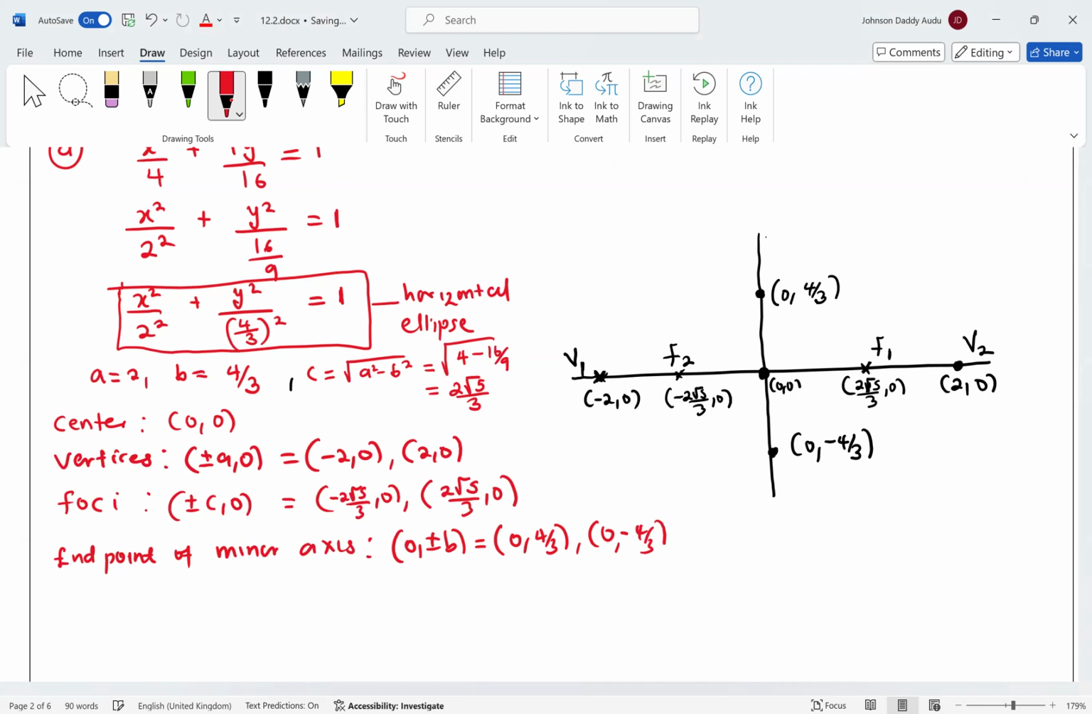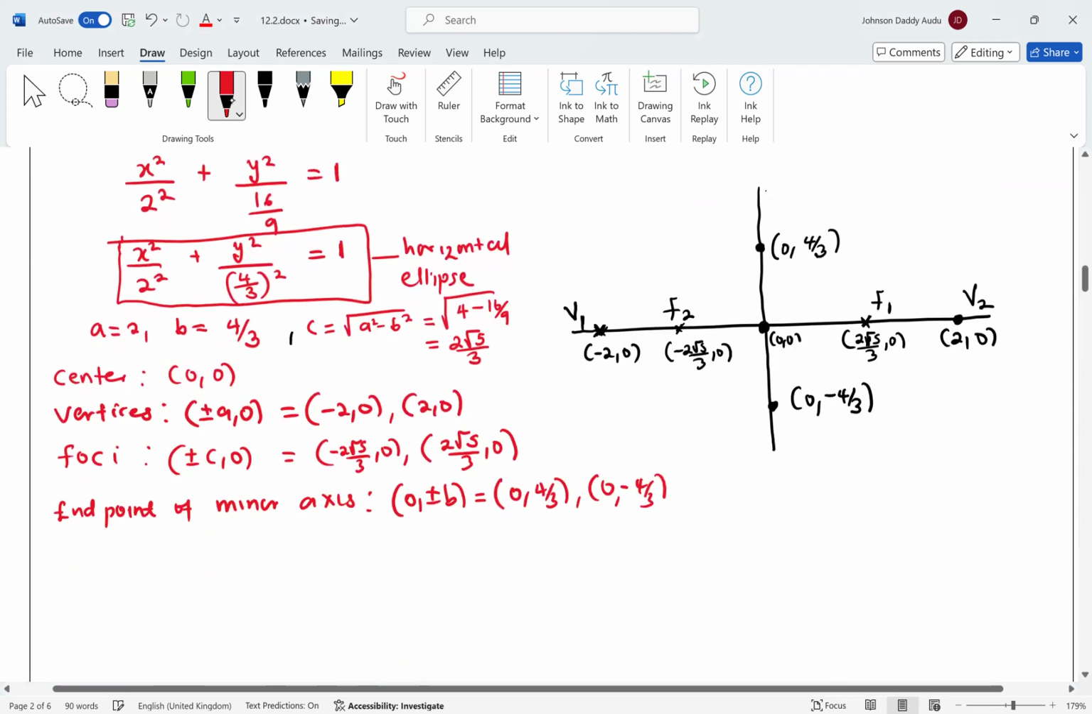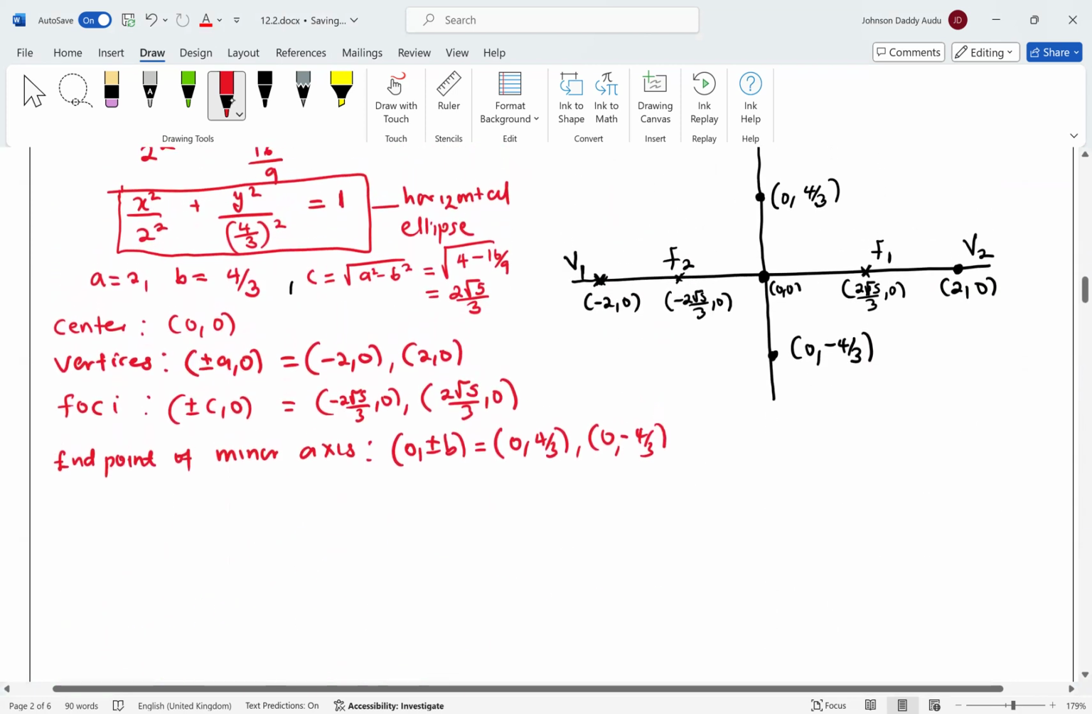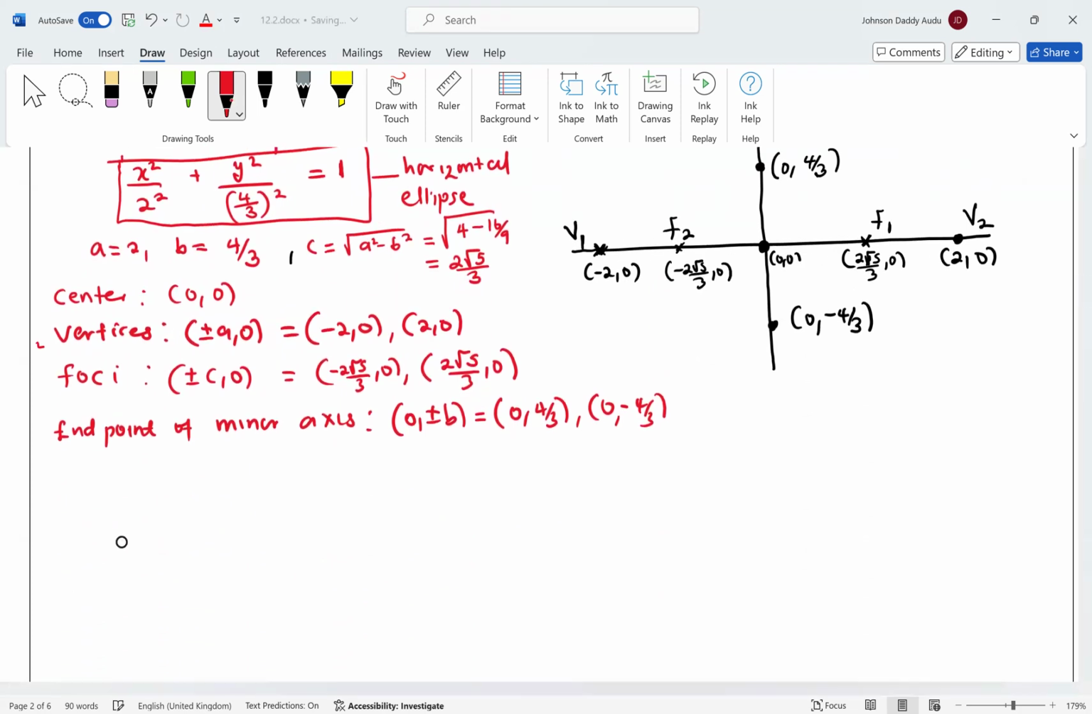So now, what do we want to find? We're asked to find the domain and the range, okay? But before we go to the domain and the range, let's find the eccentricity. Remember, the eccentricity gives us an idea. So E, eccentricity, E is C over A, which is 2 root 5 over 3 divided by 2. And this is just root 5 over 3. So eccentricity is root 5 over 3.